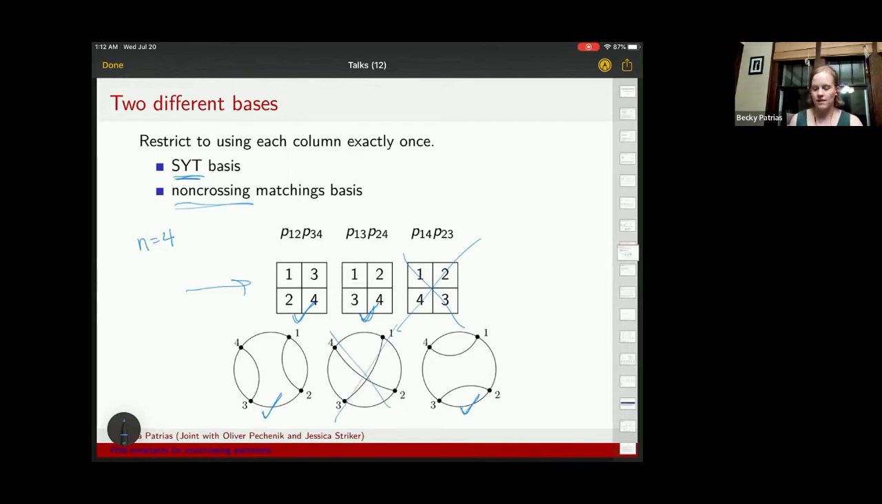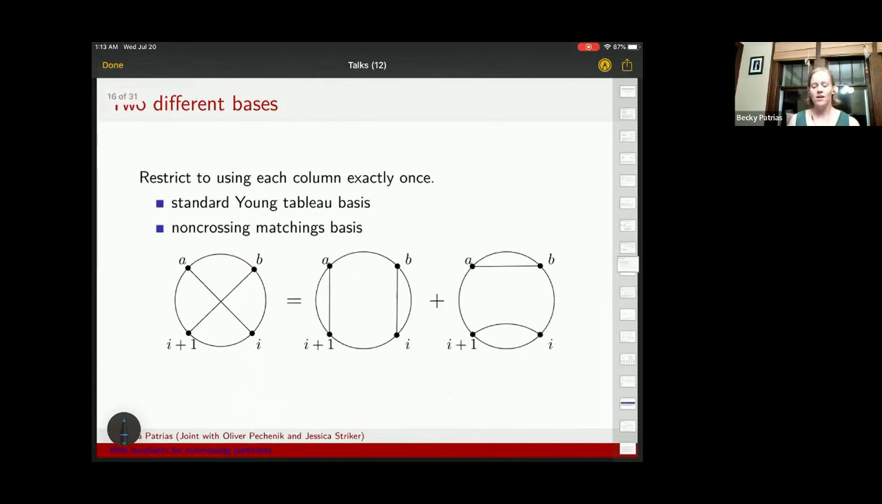So one thing we can see from this example is that my two bases, my standard Young tableaux and my matching basis, are actually distinct bases. They're giving us different polynomials that they correspond to. So since in this third line down here, we have this crossing matching that's not a basis element, of course, we should be able to expand it in terms of basis elements, which not at all surprisingly, we can do with a crossing rule. So if I have any kind of crossing in my picture, I can replace it with the sum of these two non-crossing pictures. Probably very familiar to a lot of you.